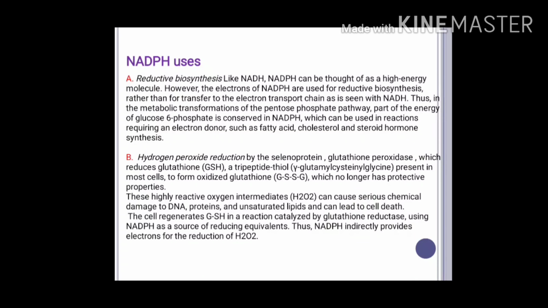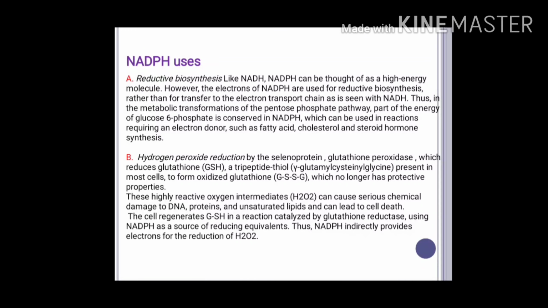We have seen the uses of ribulose 5-phosphate in the biosynthesis of nucleic acid and in the intermediates of glycolysis. Now what are the uses of NADPH? The first one is reductive biosynthesis. Like NADH, NADPH can be thought of as a high energy molecule, but the electrons of NADPH are used for reductive biosynthesis, not for transfer of electrons to the electron transport chain as NADH does. So NADPH does not enter the electron transport chain and oxidative phosphorylation, unlike NADH.